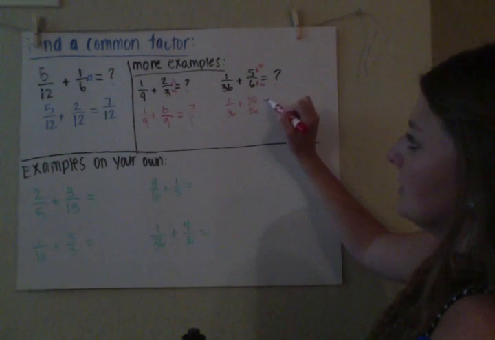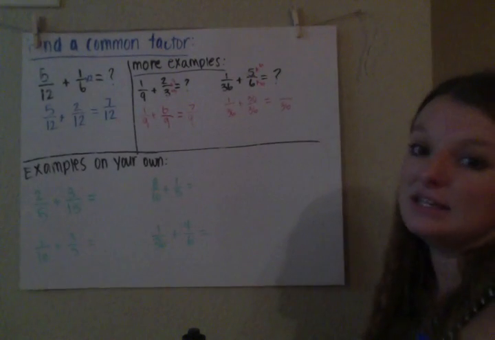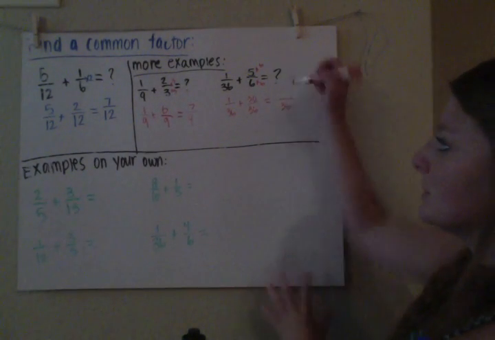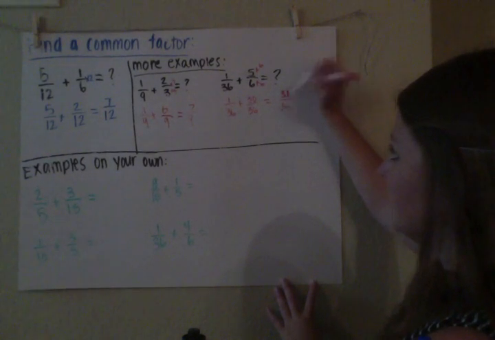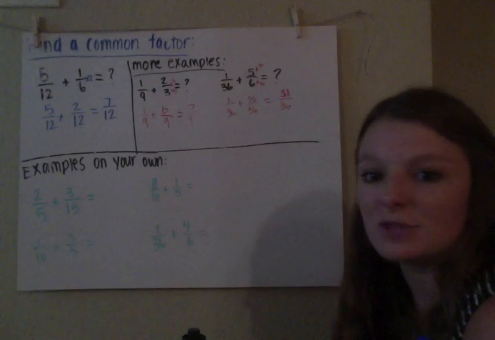Now we have a common denominator, so we can go ahead and bring it straight across. And then, since we have a common denominator, we can go ahead and just add our numerators. So 1 plus 30 is 31. So our answer would be 31/36. That's how you add and subtract fractions.